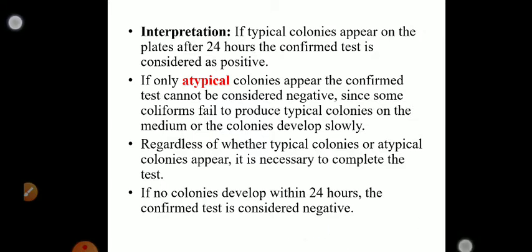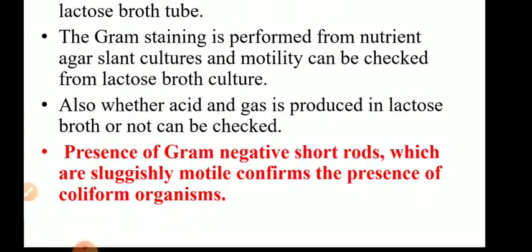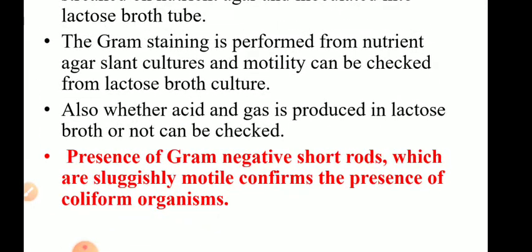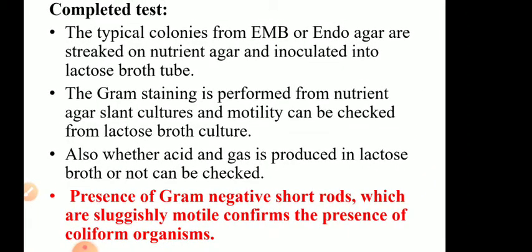And what is the gram nature of coliforms? They are gram negative short rods. So you complete the test, and the presence of gram negative short rods which are sluggishly motile confirms the presence of coliform organisms. This is about the multiple tube dilution technique for coliforms.